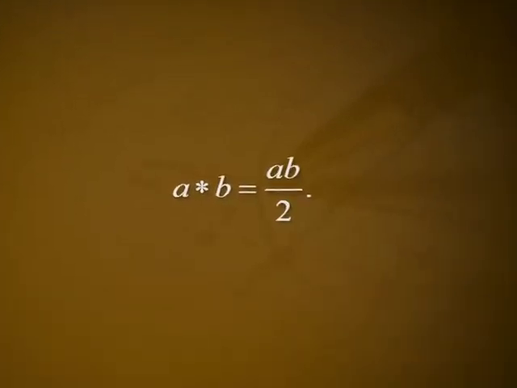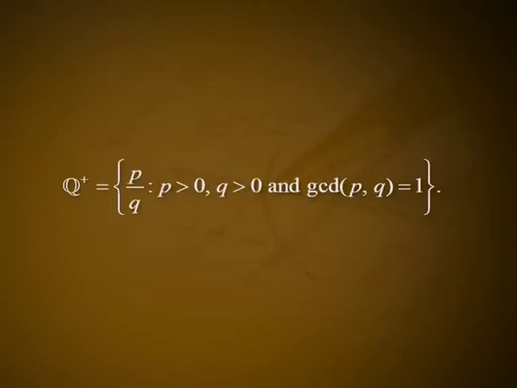Example 9. Show that the set Q plus of all positive rational numbers forms an abelian group under the operation defined by A star B is equal to AB by 2. Solution. Note that Q plus is equal to the set consisting of P by Q such that P greater than 0, Q greater than 0 and GCD of PQ is equal to 1. Closure property. Let A, B belong to Q plus. Then A star B is equal to AB by 2 belongs to Q plus, showing that Q plus is closed under the operation star.